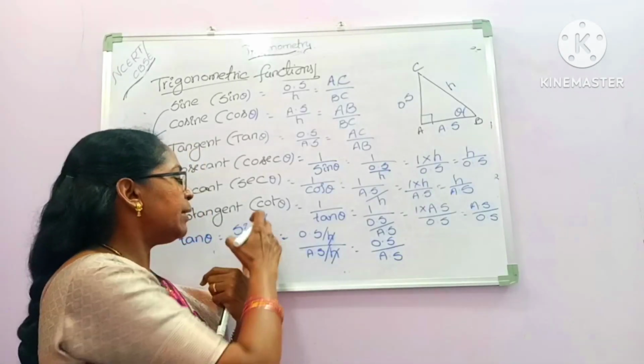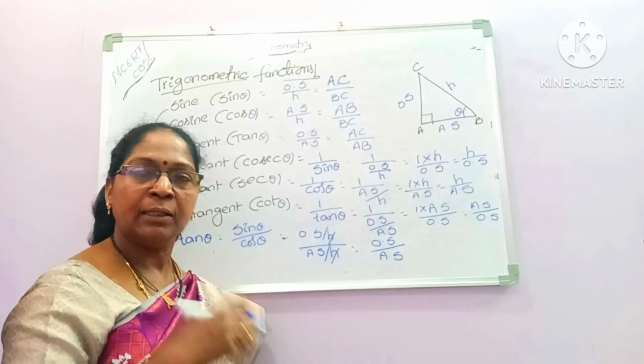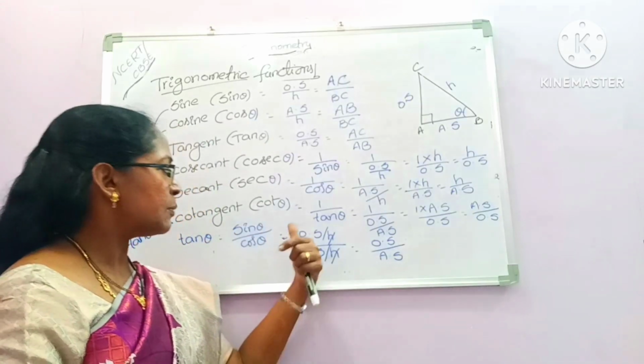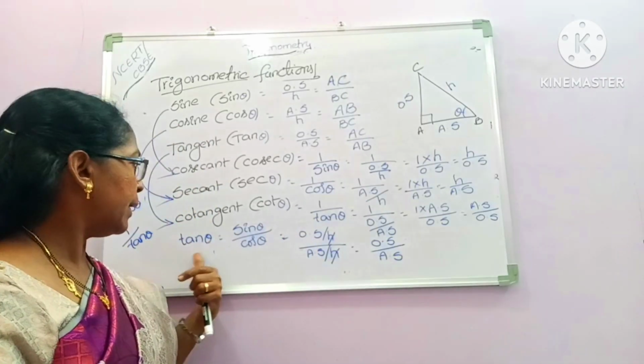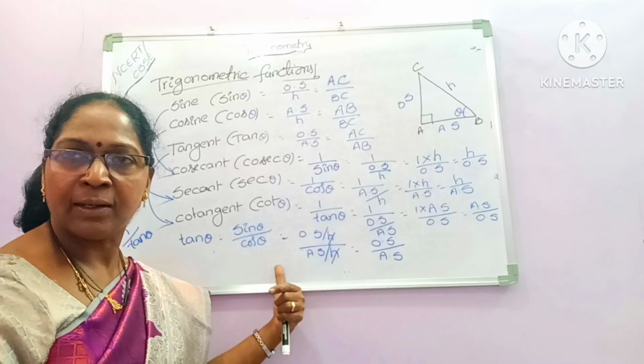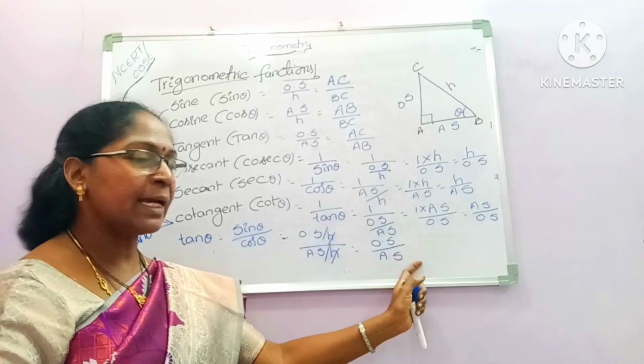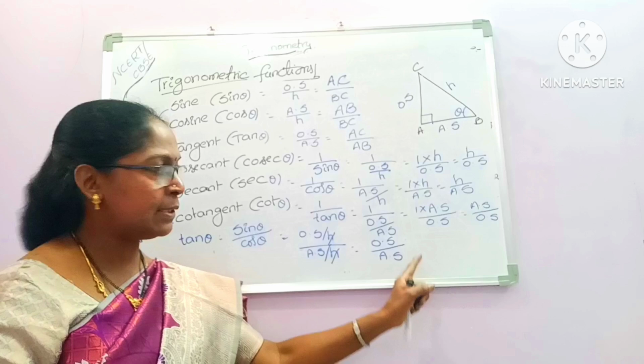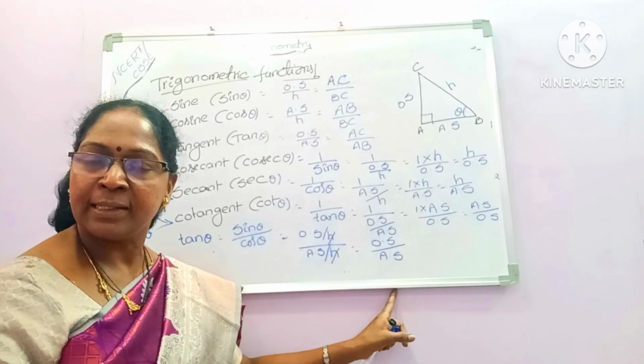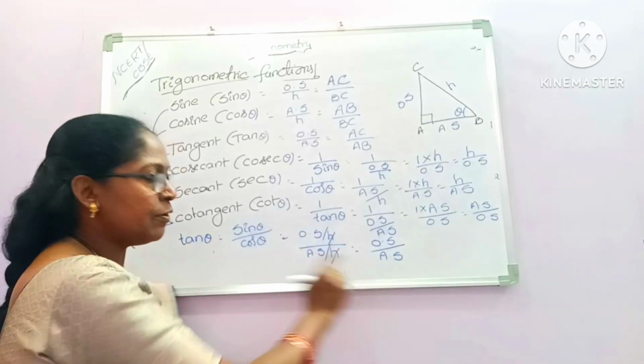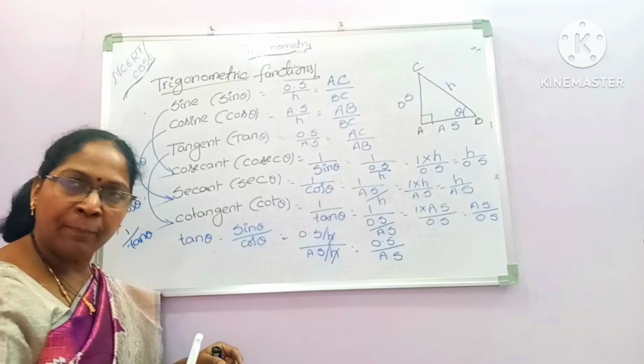Sometimes they will give you the sine and cos values. Then you have to find the tan in terms of sine and cos. Then tan theta equal to sine theta by cos theta. In terms of sides, what is the tan theta formula? Opposite side by adjacent side. That is the formula you have to remember.